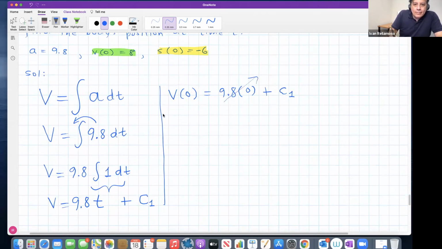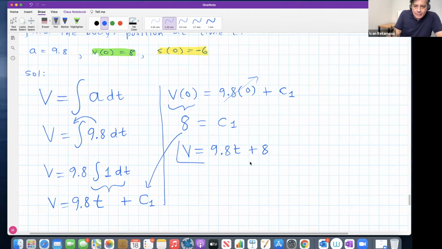This is 0. On the other hand, they're saying that the evaluation at 0 for the velocity is just 8. So 8 here, 0 here. C1 equal to 8. Well, then I can substitute this in here and claim that I have figured out completely what the velocity function is. It's 9.8 times t plus constant 1, which is 8, right? This is 8. Done with the velocity. Completely determined here, right?